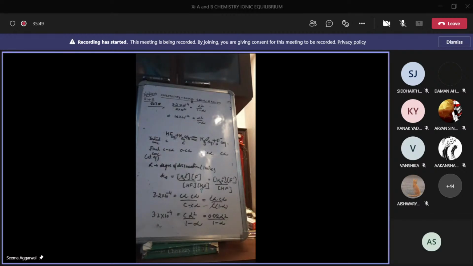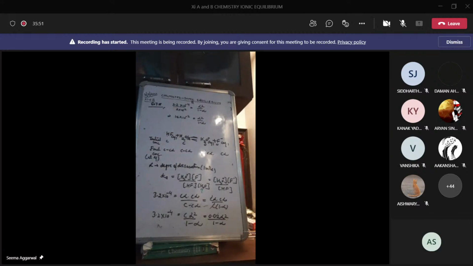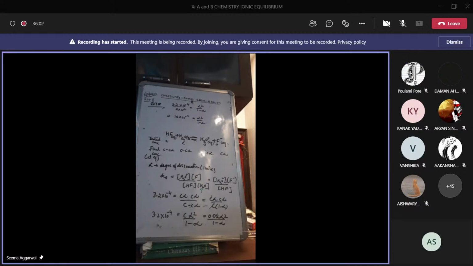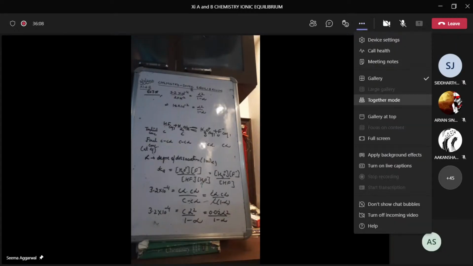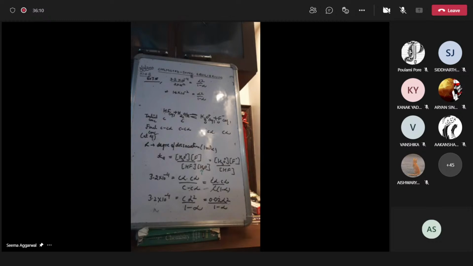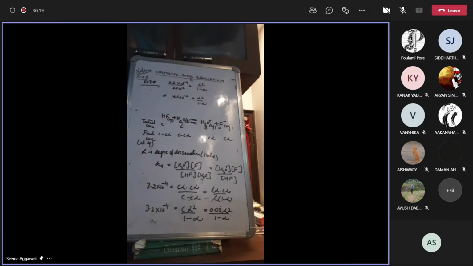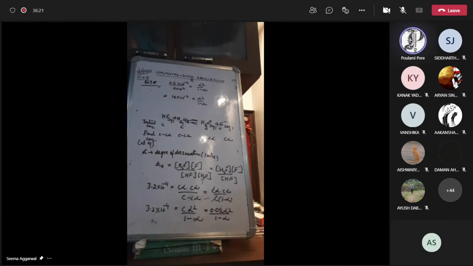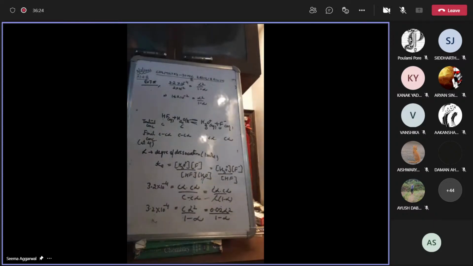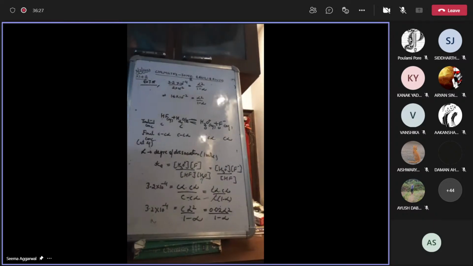11th B, have you done these type of questions? Have you neglected alpha or not? What has your ma'am told you? Ma'am, we have done the cross multiplication. And then how do you solve the quadratic equation? Okay. So first I am taking the same method, then I will come with a shortcut method.